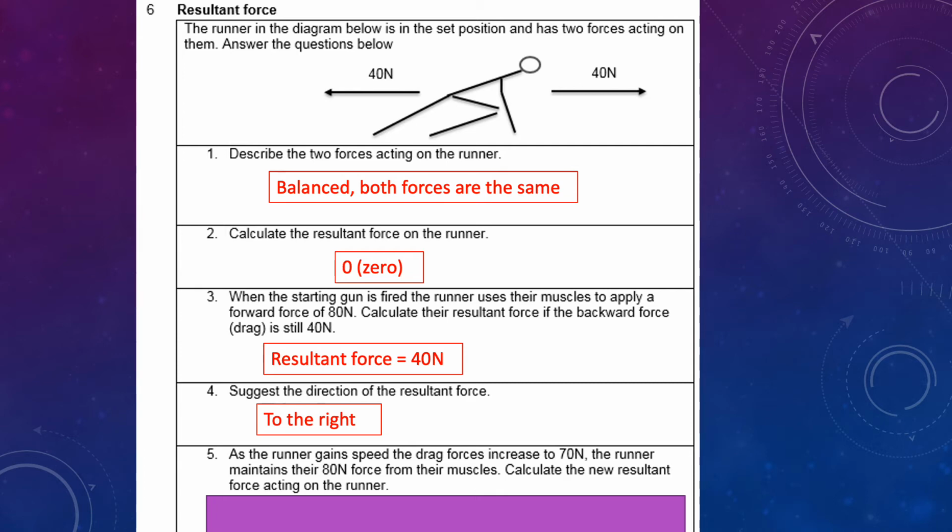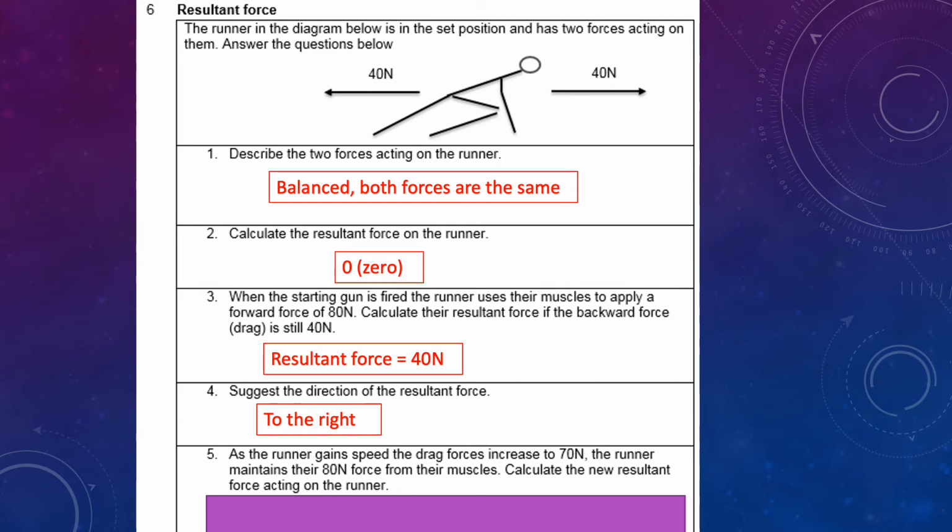Number 5, as the runner gains speed, the drag forces increase to 70 newtons, and the runner maintains their 80 newton force from their muscles. Calculate the new resultant force acting on the runner. So now, again, the numbers have changed. Your forward force is still 80 newtons, but your drag has increased from 40 newtons to 70 newtons.